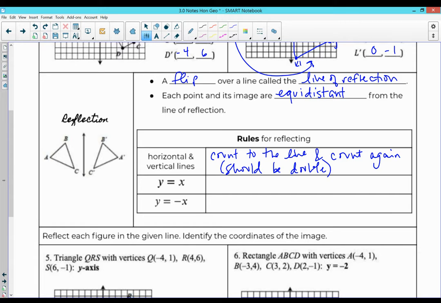When we reflect over y equals x, (x, y) becomes (y, x). We just switch those values.